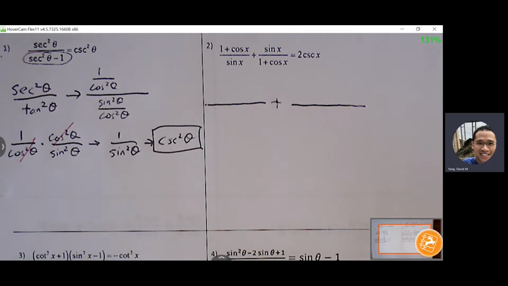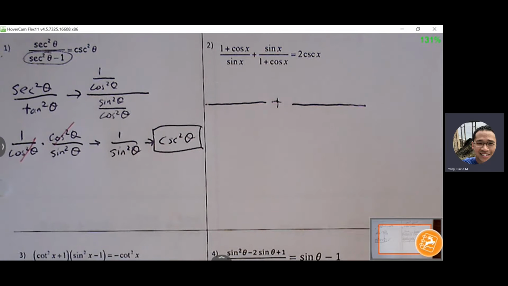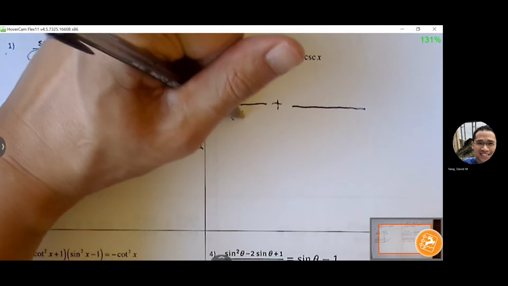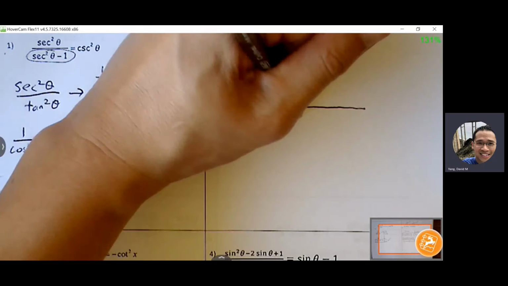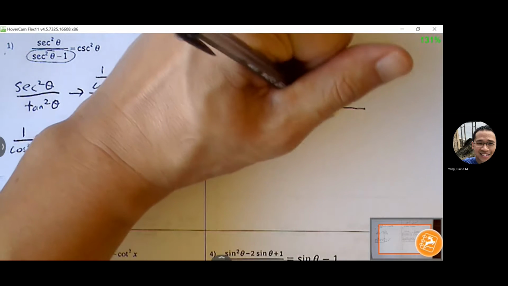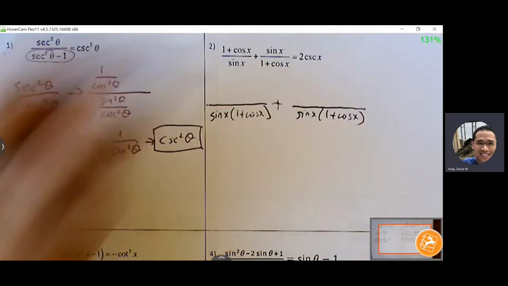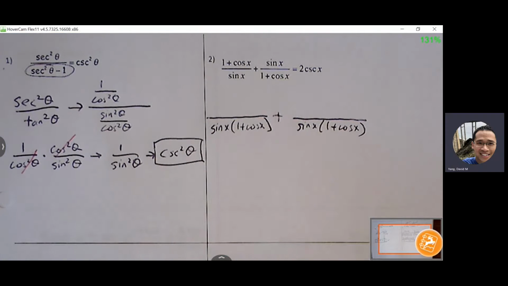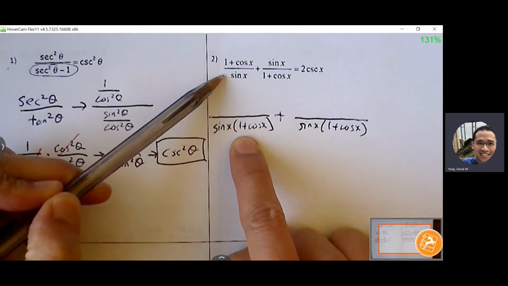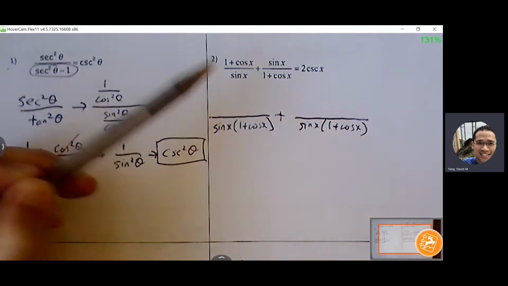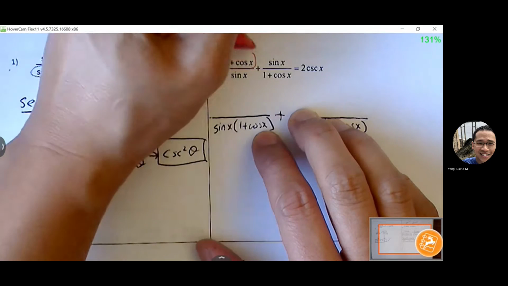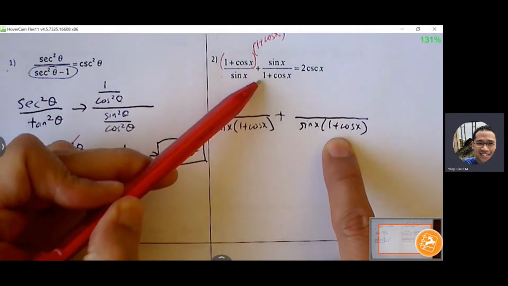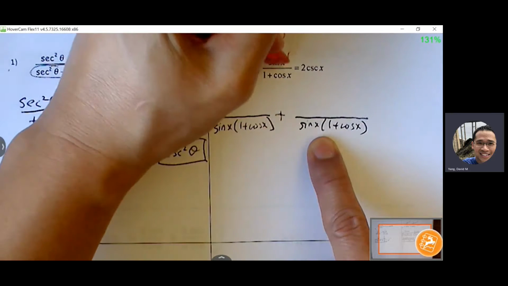Okay, number 2, common denominator here. Okay, we'll balance the numerator. First numerator, what's missing? 1 plus cosine x. Second denominator, what's missing? Sine x.